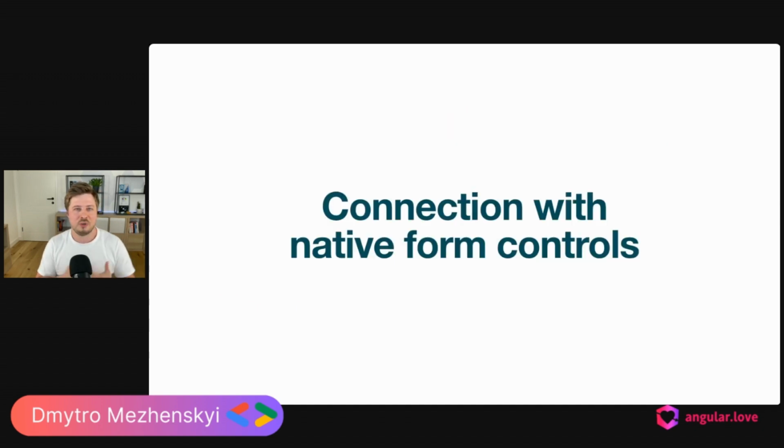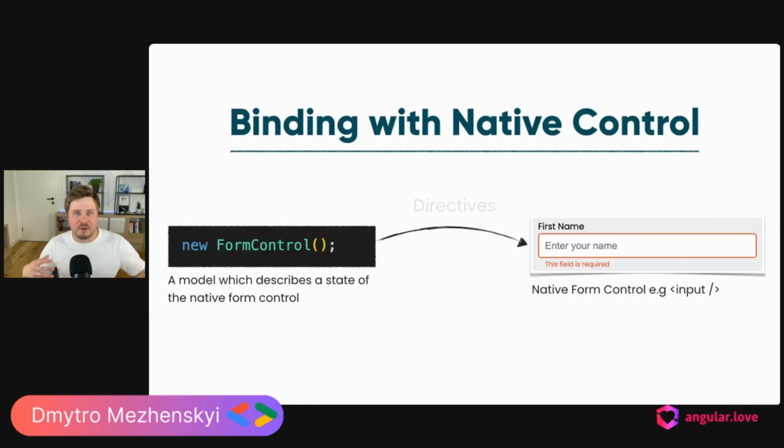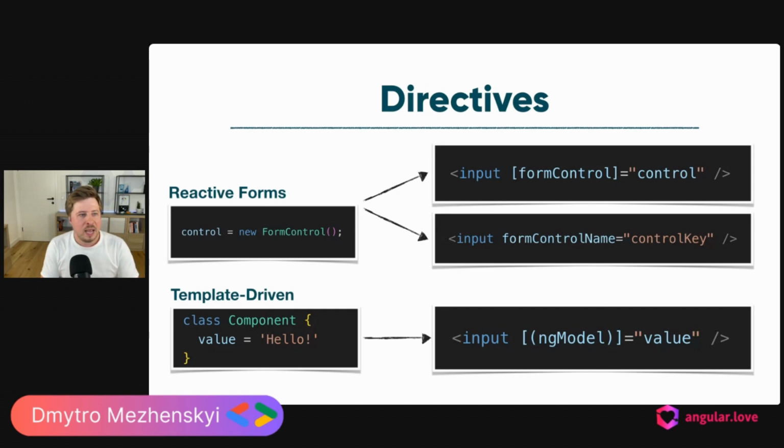Let's continue to explore this part of Angular forms. Let's talk about the connection between models and controls, because by themselves, models are pretty useless. It's just a simple JavaScript class, right? So how do we connect them together? We connect them by using directives that allow you to map that this exact form control in the template corresponds to the form control model there. And we have a whole group of these directives that allow us to perform that.